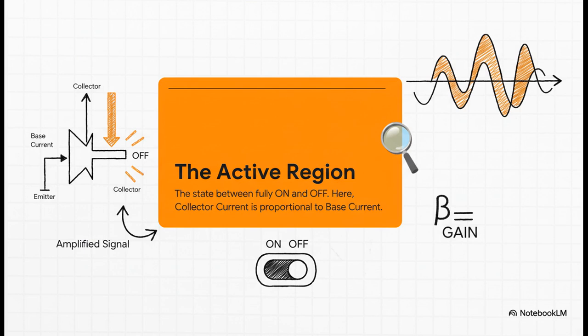Instead of an on-off switch, think of it more like a dimmer switch. In this state, the transistor isn't fully on or fully off. It's somewhere in between. And here's the really cool part. Any tiny little change you make to the small base current causes a proportionally huge change in the main collector current. That amplification factor, that ratio, that's what engineers call gain.